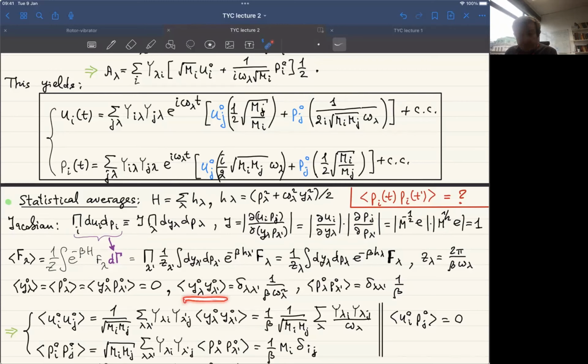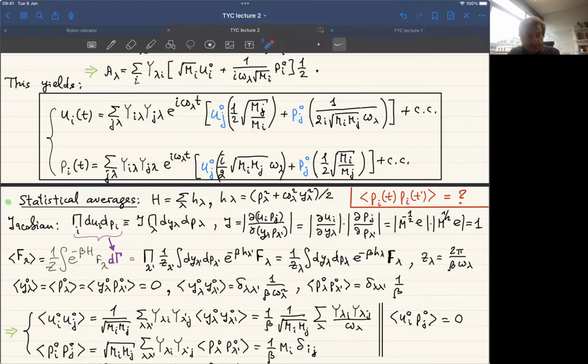However, when you calculate the average like this, y lambda and y lambda prime, if lambda and lambda prime are different, of course, you would simply have a product of two averages for lambda and lambda prime, which would give you 0. However, if lambda and lambda prime are not different, you will have y lambda squared here, and then using that result for y lambda squared instead of f lambda integrated, you will obtain this. Similarly, for the momentum, it's also diagonal, and you will have 1 over beta when lambda is equal to lambda prime.